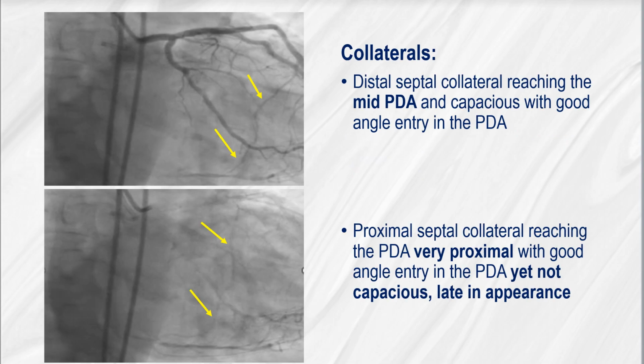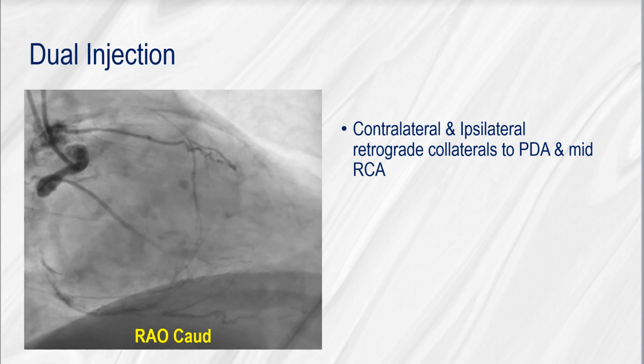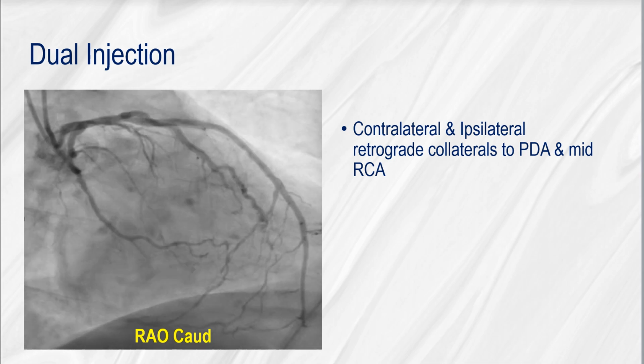Collaterals was through distal and proximal septal collaterals. The distal septal collateral reaching the mid PDA was capacious with good angle entry in the PDA, while the proximal septal collateral reaching the PDA very proximal with good angle entry in the PDA, yet not capacious and late in appearance. With dual injection, both contralateral and ipsilateral retrograde collaterals to the PDA and mid-RCA appeared.